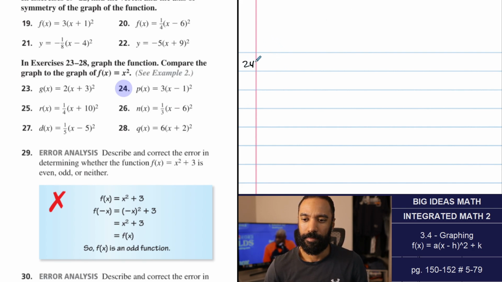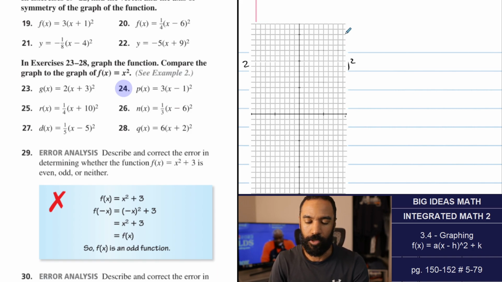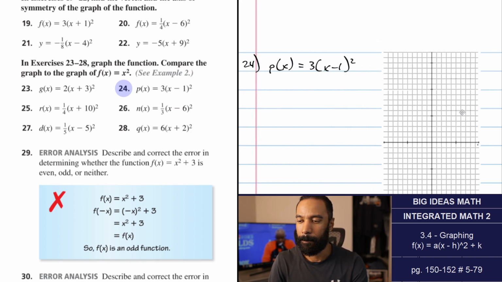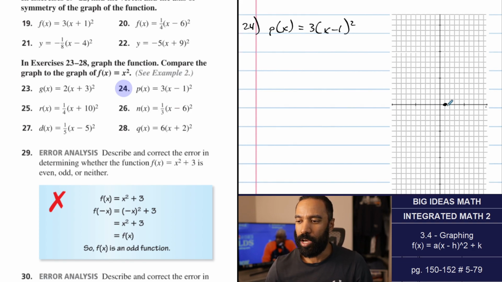Number 24. We have p of x equals 3 times x minus 1 quantity squared. The vertex, oh, I have to graph this. The vertex is at 1, 0. So now I'm actually just going to plot them. I'm just going to graph these now, guys. We go over 1 to triple our y values. Instead of 1, 1, it's 1, 3.